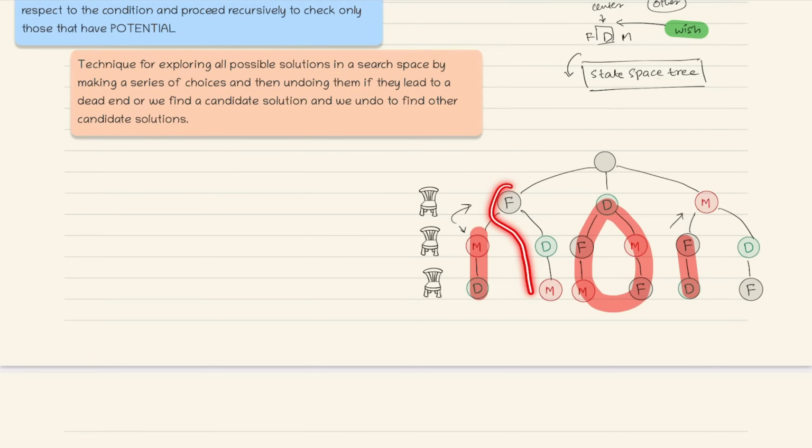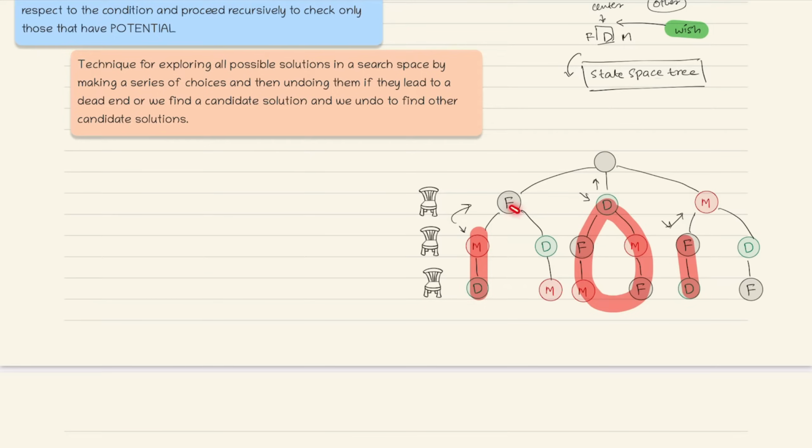This is the first one: father, daughter, and mother. They're sitting in this arrangement, and the other one is mother, daughter, and father. That's the second arrangement. So these are the two possible arrangements that we can achieve, and backtracking is giving help by not traversing and taking decision on these nodes, at this place and at this place, and they're backtracking.